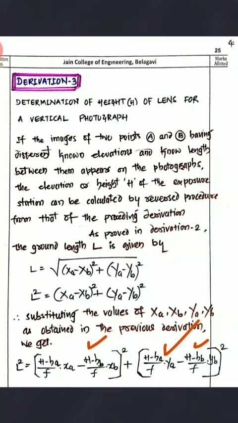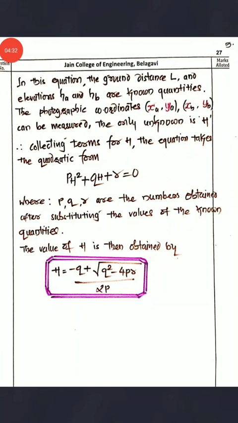Now I'll be getting the H value. In this equation, the ground distance L and the elevations ha and hb are known quantities. The photographic coordinates, small xa, small ya, small xb, small yb, can be measured. The only unknown is what? H. This only unknown is H.